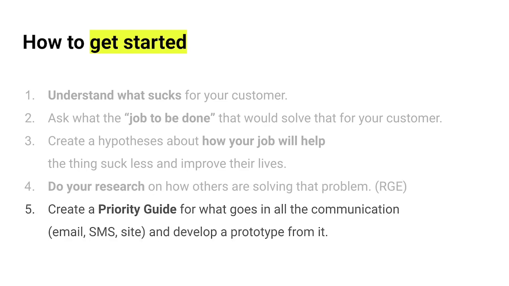Next, create a priority guide for what goes into all the communication. That includes email, SMS, and site, and then develop a prototype from it. So a priority guide is similar to a wireframe, but it's more content focused. Wireframe is like, where does the information go? Priority guide is, what is the critical information that has to be in this email for the job to be done? And you prioritize that information before you start designing. And so get that into a focused place.